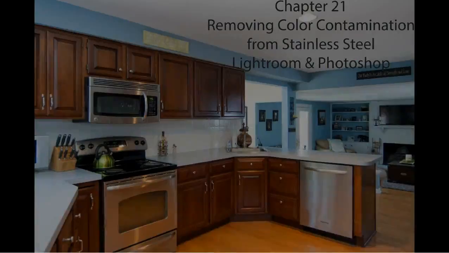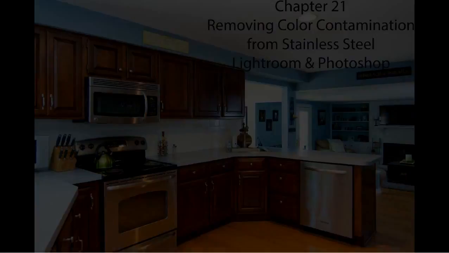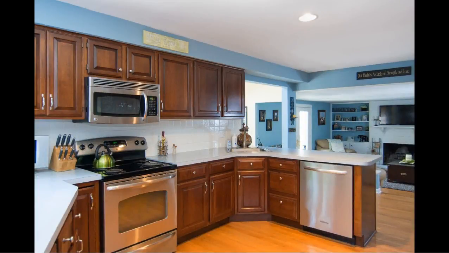The next chapter, chapter 21, is removing color contamination from stainless steel and actually from other surfaces also. Stainless steel appliances are very popular, but they have an annoying property that shows up in a lot of kitchen images. They tend to reflect the color of the cabinets and or the floor near the appliance itself, and bright overhead lighting will make this problem even worse. So if you take a look at specifically the oven door and the drawer down here, you can see how contaminated they are with color.